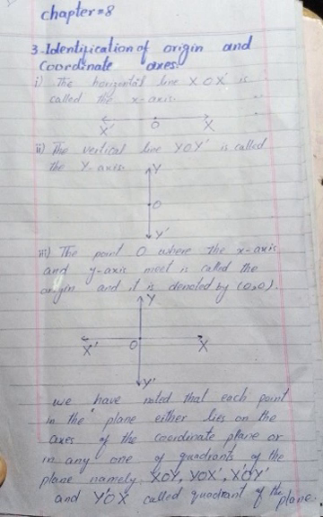So we have noted that each point in the plane either lies on an axis of the coordinate plane or in one of the quadrants of the plane, namely XOY. The first quadrant, going anti-clockwise, starts from the positive x-axis, so firstly X, then O, then Y. The second quadrant is YOX', the third quadrant is X'OY', and the fourth quadrant is Y'OX. These are called the quadrants of the plane.